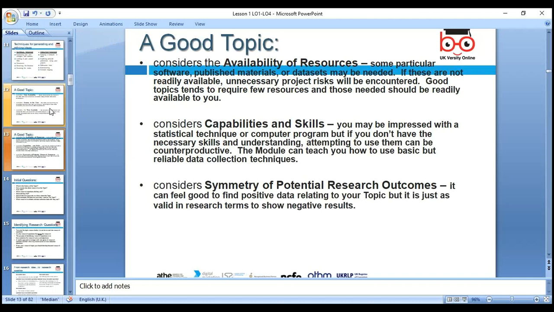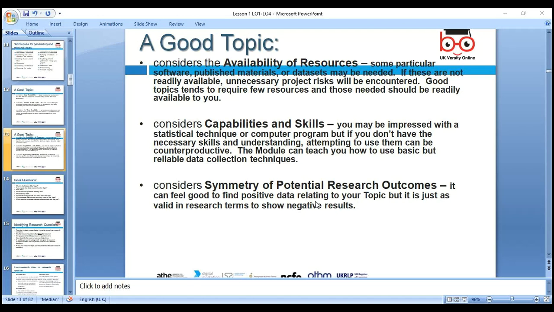Availability of resources: do you have manpower? Do you have resources in terms of time and cost? We always need to look at the money. Capabilities and skills: have we done research before? Do we have an idea about research? If not, we need to be careful.